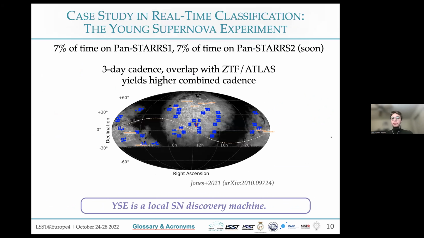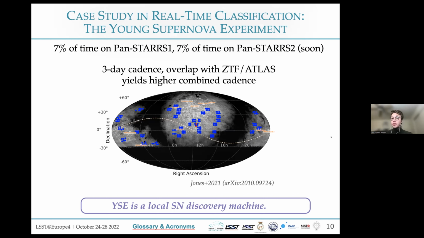And for the observed sample, we used as a case study the light curves from the Young Supernova Experiment. Dominique was talking about the need for a low redshift anchor sample for cosmology. This is exactly what the Young Supernova Experiment has been tasked with doing. So we've purchased time on Pan-STARRS 1 and 2, and with a 3-day cadence of observations, light curves are generated combining ZTF, ATLAS, and Pan-STARRS for a higher collective cadence with the hopes that we would consolidate low redshift type 1a supernovae and better anchor our cosmology.